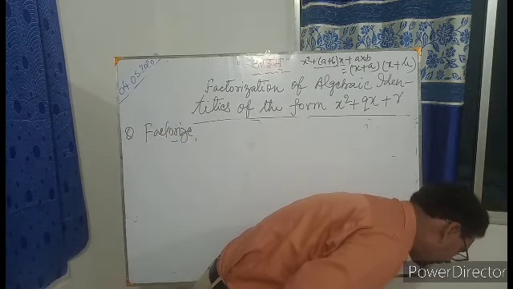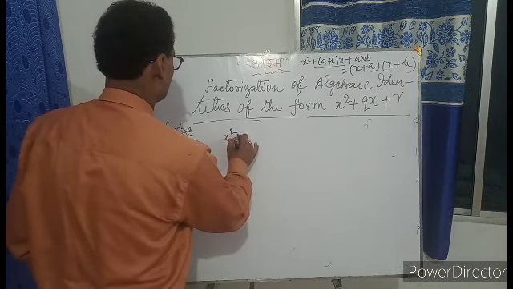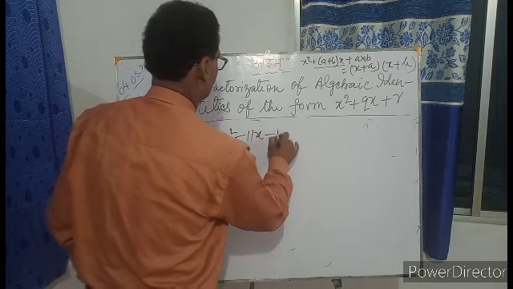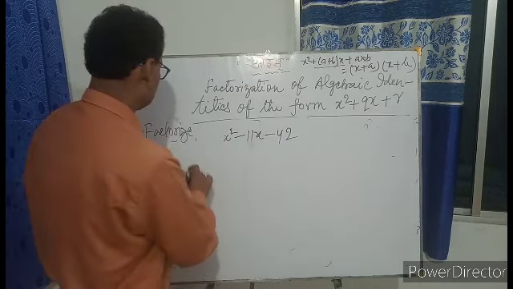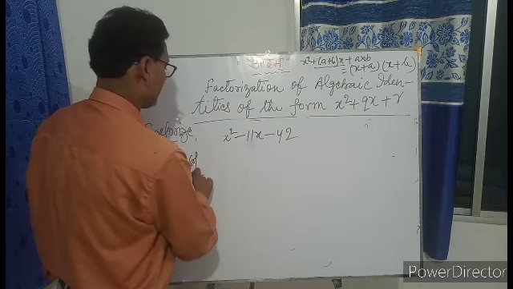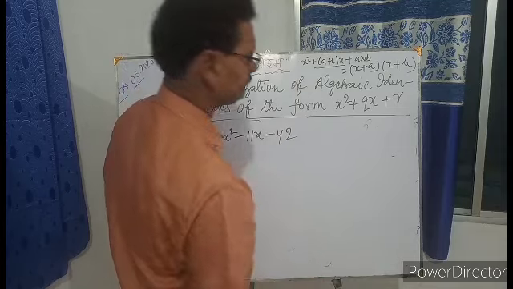Let us see one more example of the same type. x² minus 11x minus 42. I will explain the splitting of the middle term later, tomorrow. Let us see the factorize solution. x² minus 11x minus 42.